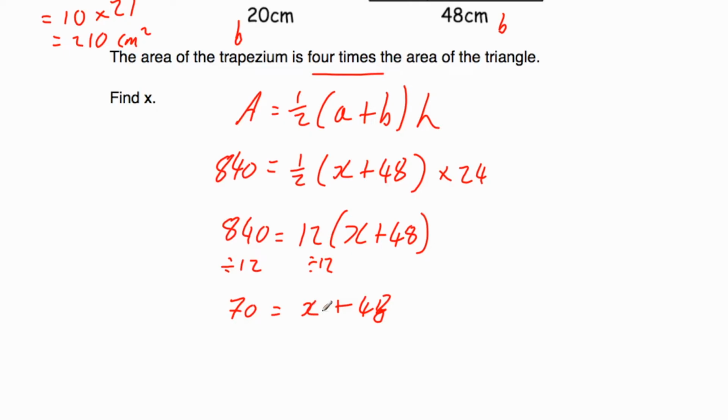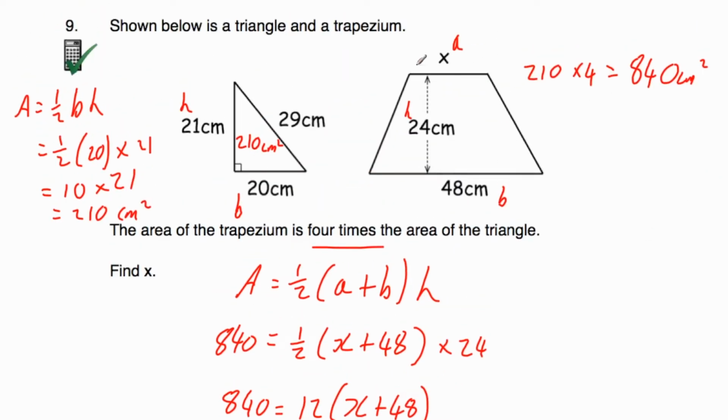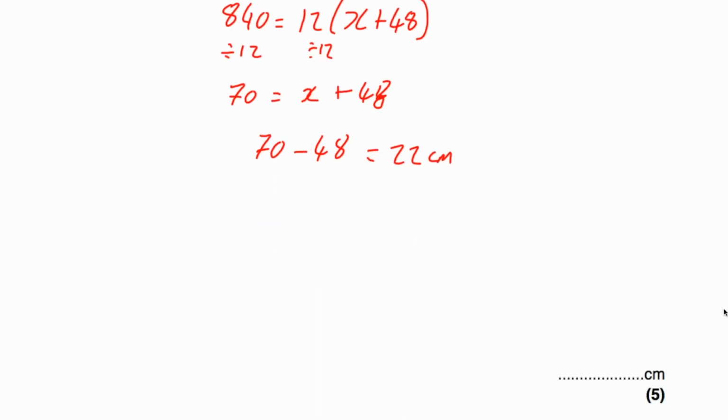So the number we're trying to find, plus 48, is equal to 70. So 70 take away 48 is equal to 22. That means the length of this parallel side, A, at the top of our trapezium, is equal to 22 centimeters. And we can check our answer. Using the formula, A plus B, 22 plus 48 is equal to 70. Half that is 35, and times by 24 is equal to 840 centimeters squared. That's 4 times the area of the triangle, so we know we're right. So the length of X is equal to 22.